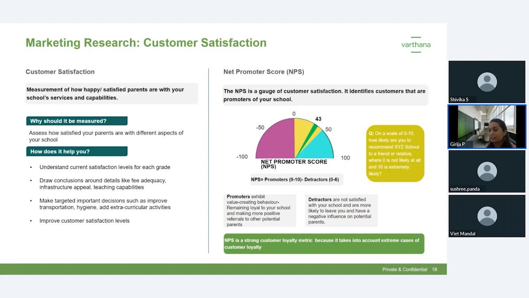So I would like to know from all of you, have you ever done a customer satisfaction survey, not with this net promoter score but with other mediums? You may have another score which can help you understand how happy your parents are with your school and school services. You can raise your hand if you want to share something on this, and you can share your thoughts in the Q&A as well, if you have done something like this before with parents to measure their satisfaction level.